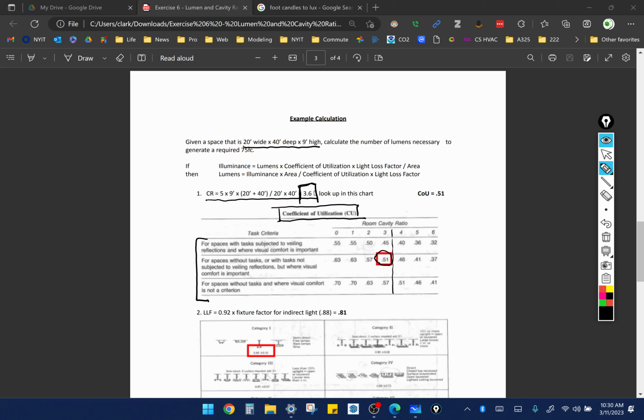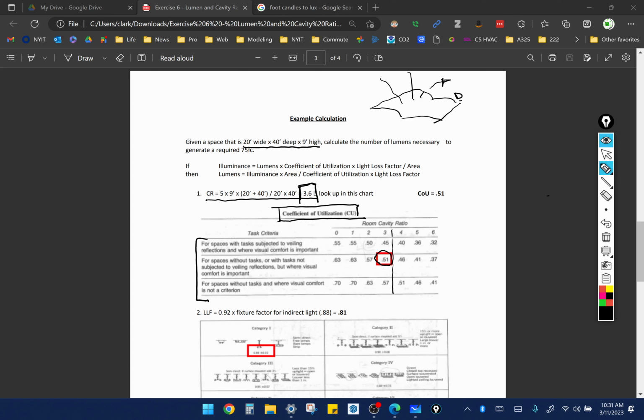And all that's going on here is that they have three basic task criteria. First is for spaces with tasks subjected to veiling reflections and where visual comfort is important. So you can go look up veiling reflections. As simple as, if I'm looking at a book in a library, the angle from which the light is hitting it is going to affect the way I see it and the amount of glare I see. And there are other factors that create comfort based on where the light is situated. So that's what we're talking about here.